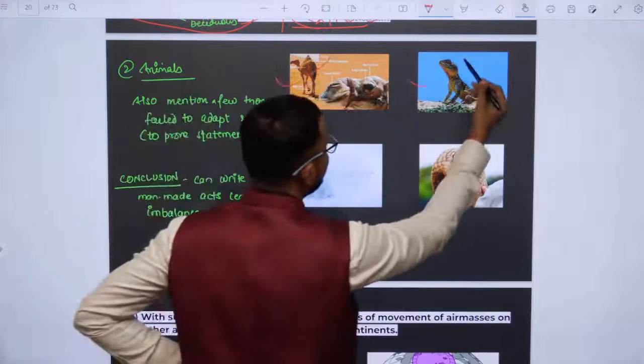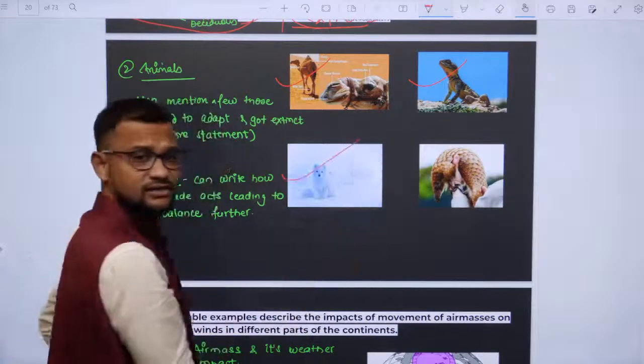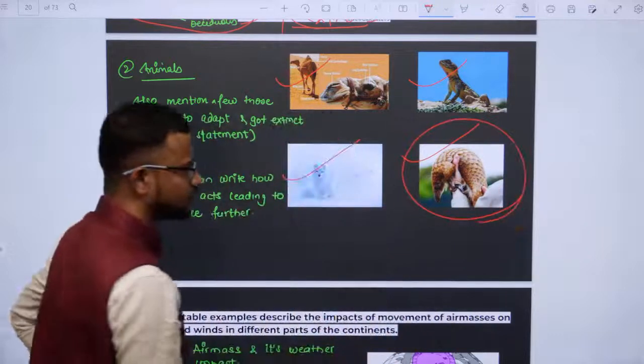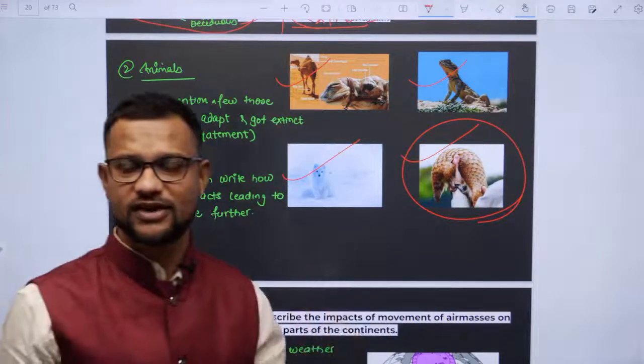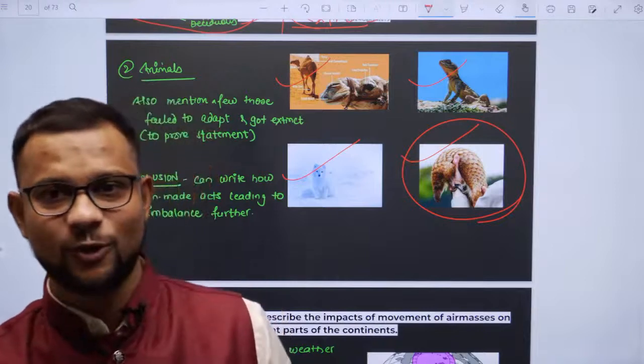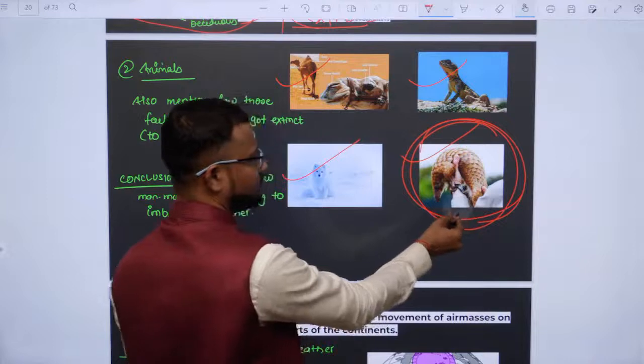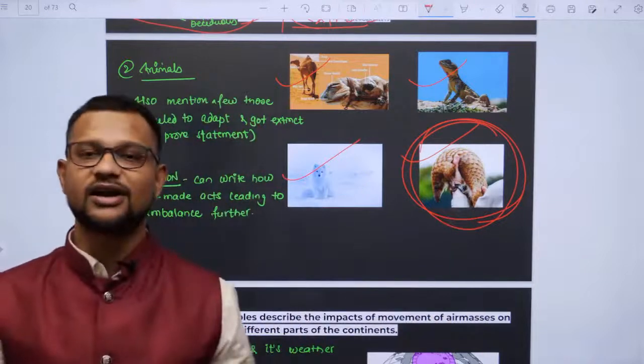Or the salamander is again an adaptation. The polar bear is again an adaptation, or say the pangolin, right? This is what a pangolin is. COVID, we faced it recently, guys. COVID is supposed to have originated or been transferred by this pangolin. It was transferred from the pangolin.